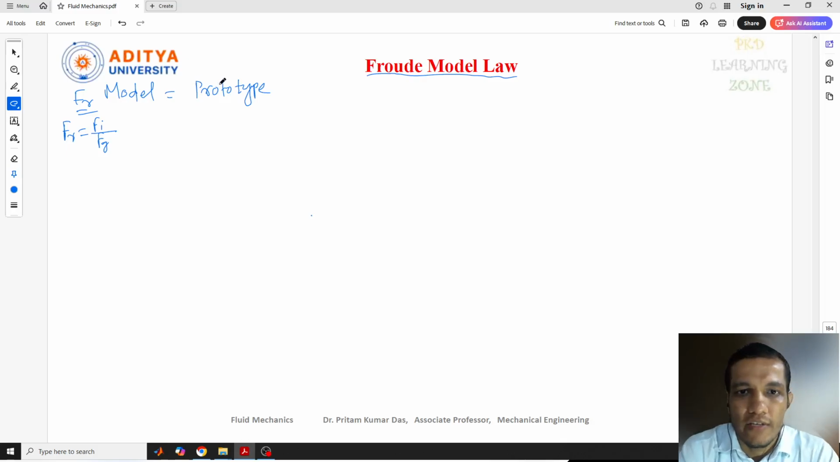This Froude model law concept can be applied in different places. I'll give some examples. I can consider free surfaces where the fluid is flowing over some spillways, and I can say some kinds of channels, or any place where some kind of fluid flow will be there. That can be considered. Similarly, I'll tell some other applications.